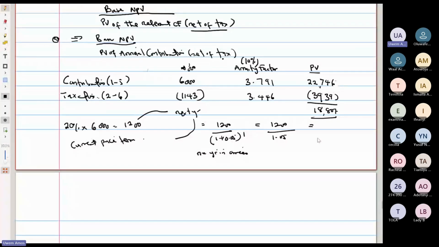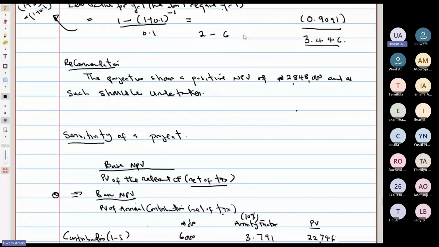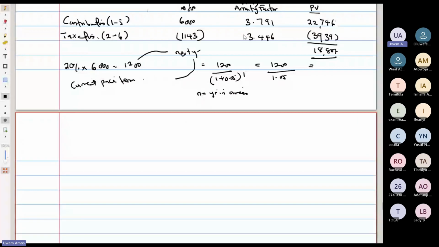Now that we've computed our contribution, let's put it in our formula quickly. Our NPV doesn't change. Our NPV is 2848, so that doesn't change. So our sensitivity would be 2848 divided by the present value of the relevant cash flow, which is our annual contribution net of tax, 18,807. To get it in percentage, we just multiply by 100.